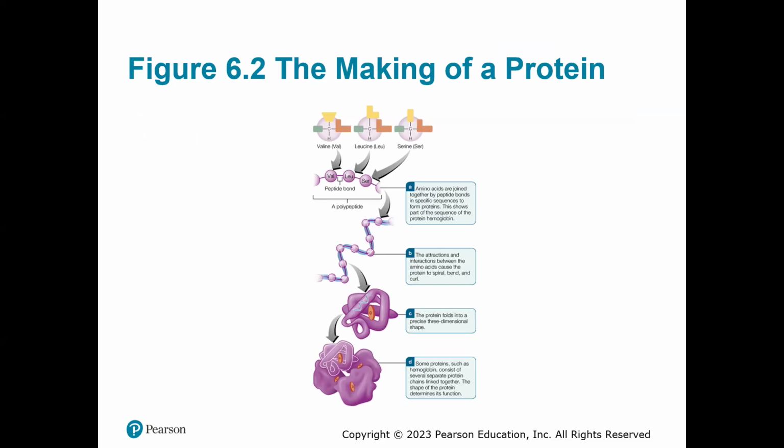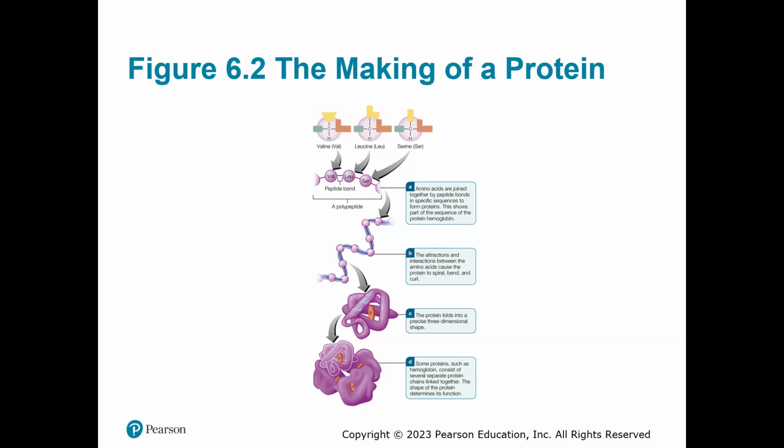So protein has multiple levels of structure. The first level of structure is putting together that chain of amino acids, our polypeptide chain. So selecting the appropriate amino acids and putting them in the right order and the right combination to create a specific protein. So that's the primary structure, or the first level of structure.